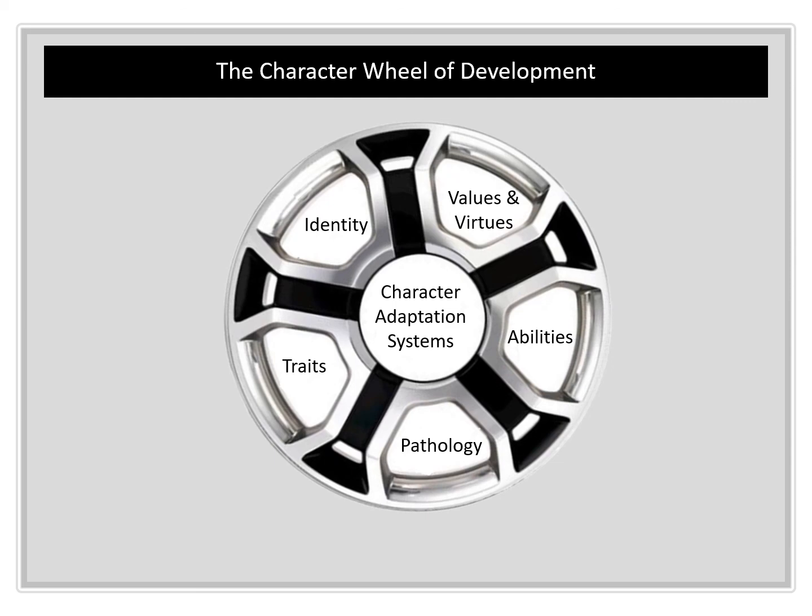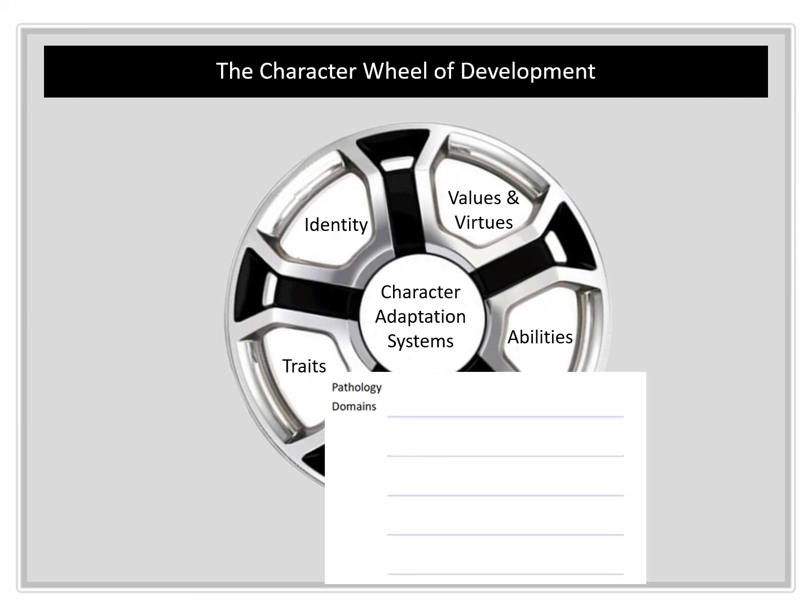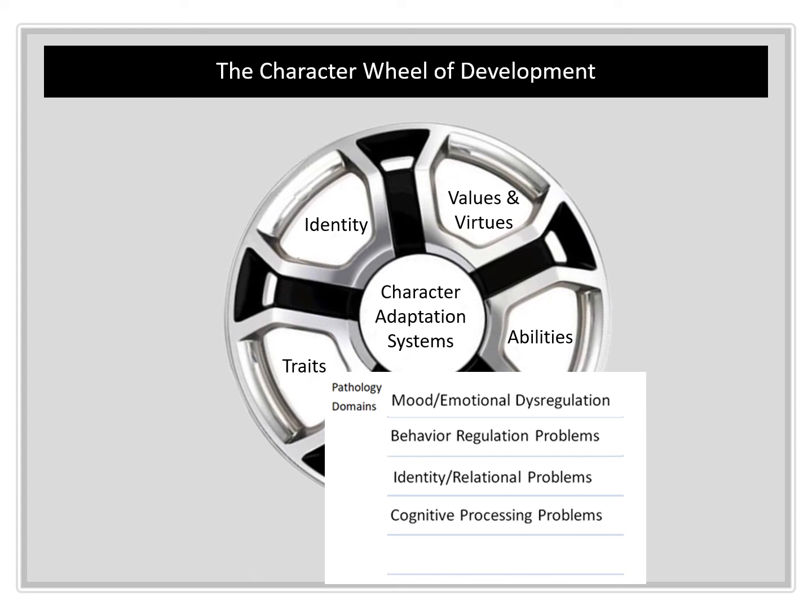The final domain refers to one's pathologies or challenges and vulnerabilities, and this can be thought of as a DSM-like characterization of difficulties in functioning. It might include things like mood and emotional regulation, or dysregulation problems that would be associated with depression and anxiety conditions. Behavior regulation problems would involve things like both impulsive mood disorders and addictive behavior problems or eating disorders. Identity and relational problems would correspond roughly to the personality disorders.